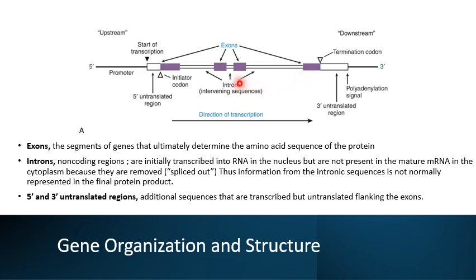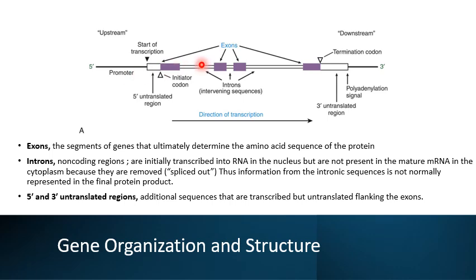These areas are separated by areas that we call introns. These are non-coding regions. They are initially transcribed into RNA in the nucleus, but are not present in the messenger mRNA later on. So they will be what we call spliced out.